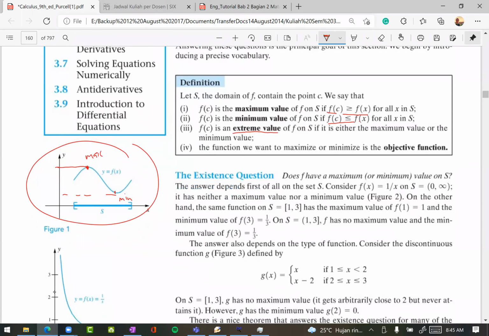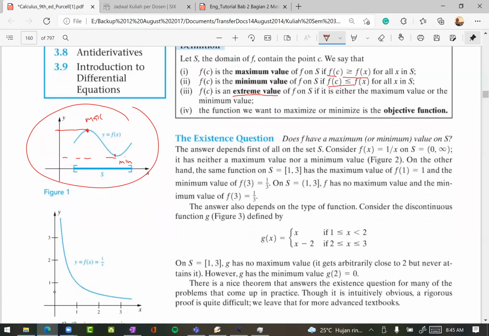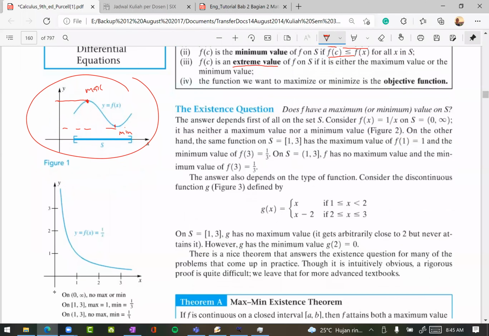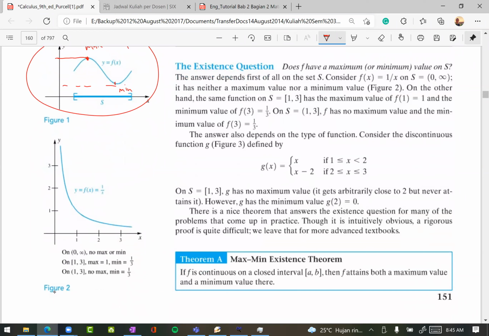Okay, so the function does have the minimum and maximum distance. The thing here is we need to find this one. It extends to the right and extends to the left. Of course, in this case there will be no max nor min, because it always goes lower and lower, and higher and higher. There's no max nor min.